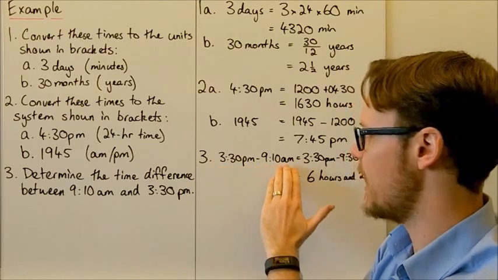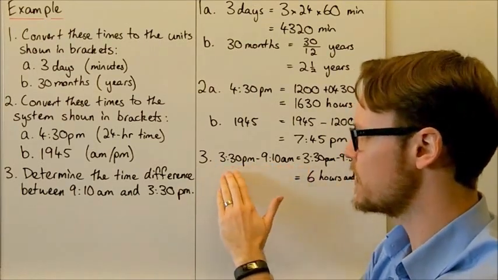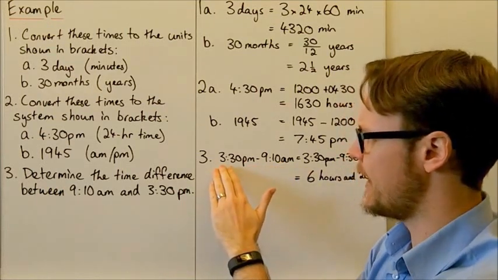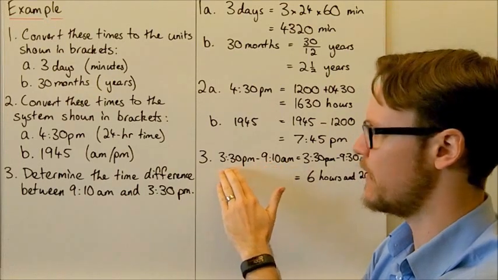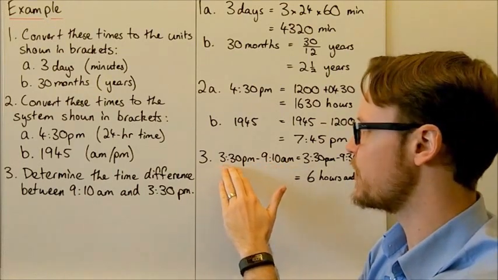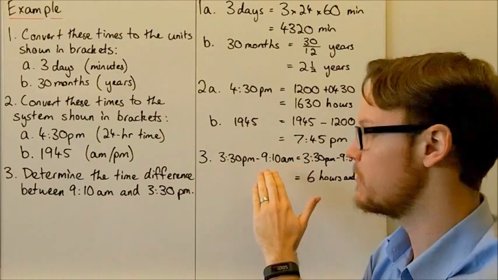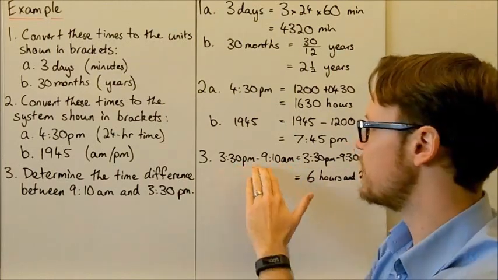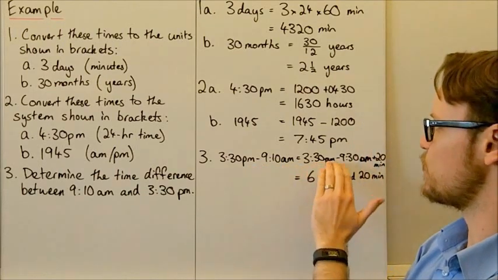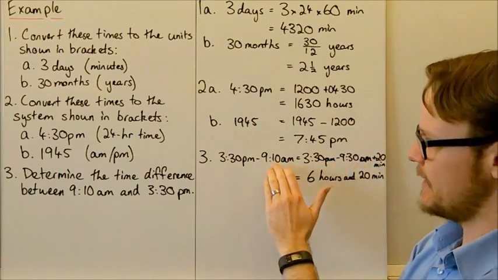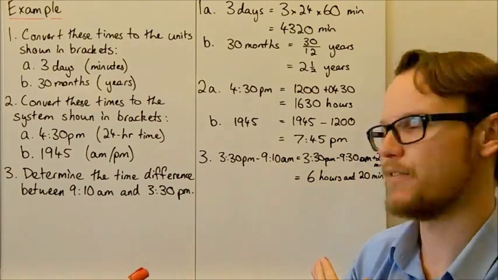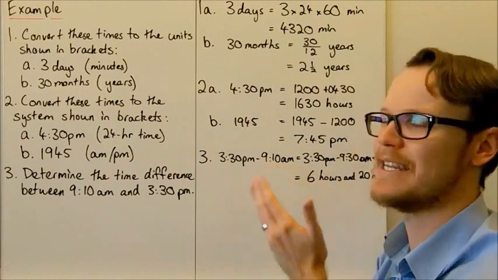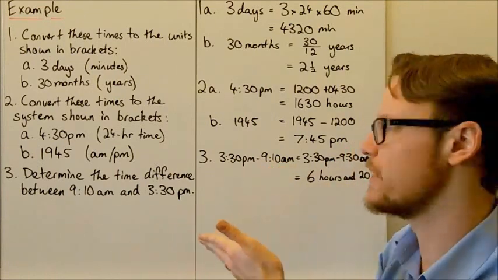So the difference between 3:30 PM and 9:10 AM. I can see very easily the difference between 3:30 PM and 9:30 AM. The difference between those is going to be 6 hours. So what I can do is find the difference between those, and there's an extra 20 minutes difference because I need to go back in time another 20 minutes to get to 9:10 AM. So I brought it forward to 9:30 AM.